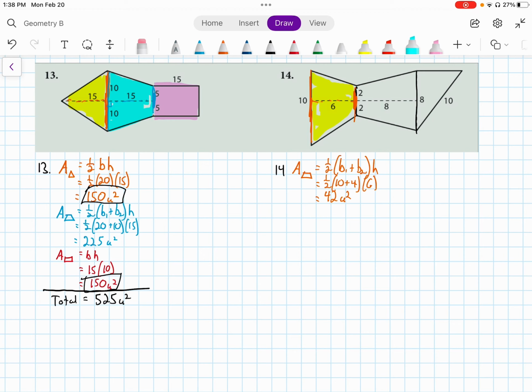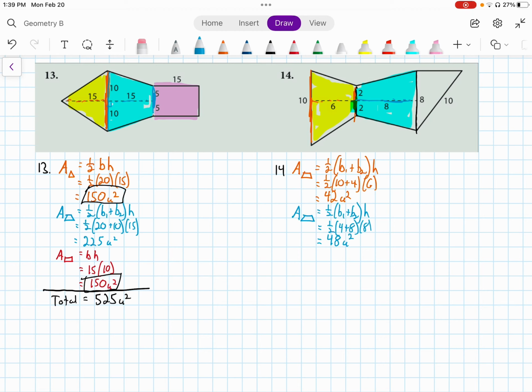Let's move to this other trapezoid. So we'll do that one in blue. So now we have the blue trapezoid. Once again, we have 1/2 base 1 plus base 2 times the height. One of our bases is 4, the other one is 8, and the height is also 8. So doing our math here, 4 plus 8 is 12. Half of 12 is 6, and 6 times 8 is 48, so this is 48 units squared.